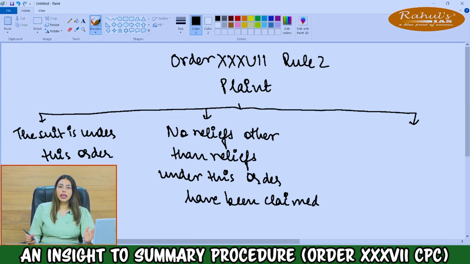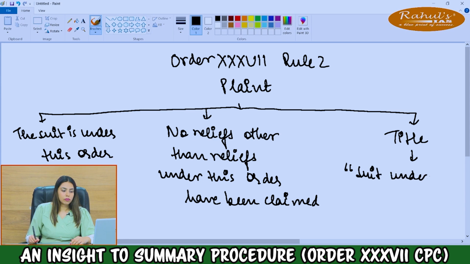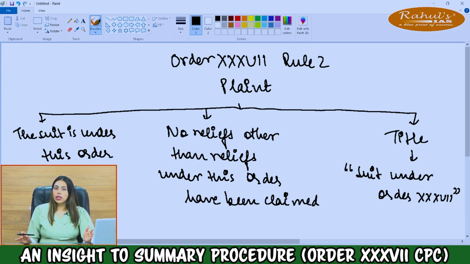And third is, in the title of the suit and the description, it should mention that suit is under Order 37. So these are the requirements which are to be mentioned in the plaint, that the suit is under Order 37 and no other reliefs apart from reliefs which are available under Order 37 have been claimed. So I hope you have noted it down. Now let's move further to Rule 3.